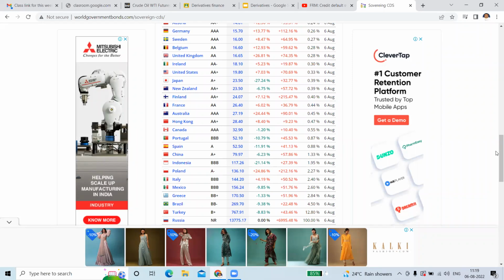So by looking at these credit default swaps, we can tell what our default probability is. And that is very important because borrowing costs are a direct function of default probabilities. So if some problems happen and default probabilities rise, then our borrowing costs will go up. So hence, you must understand default probabilities.